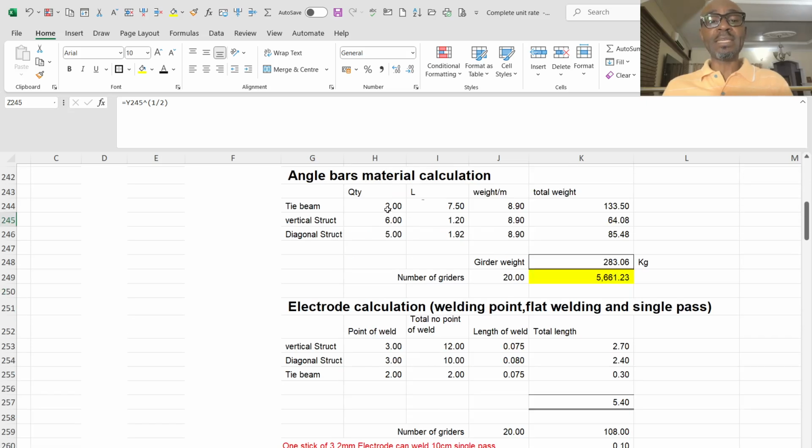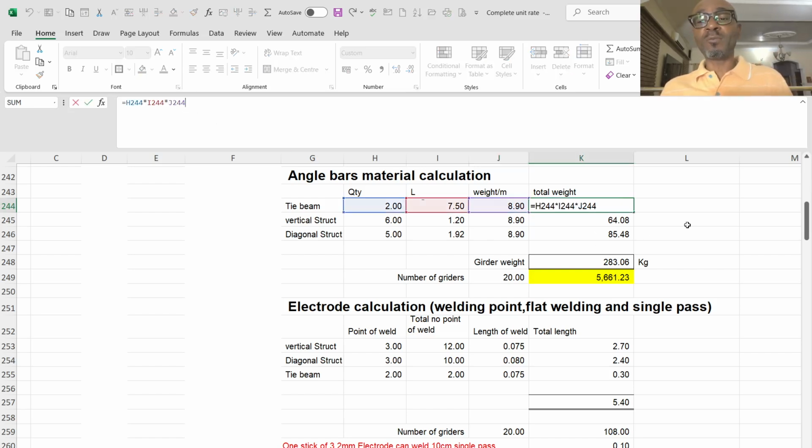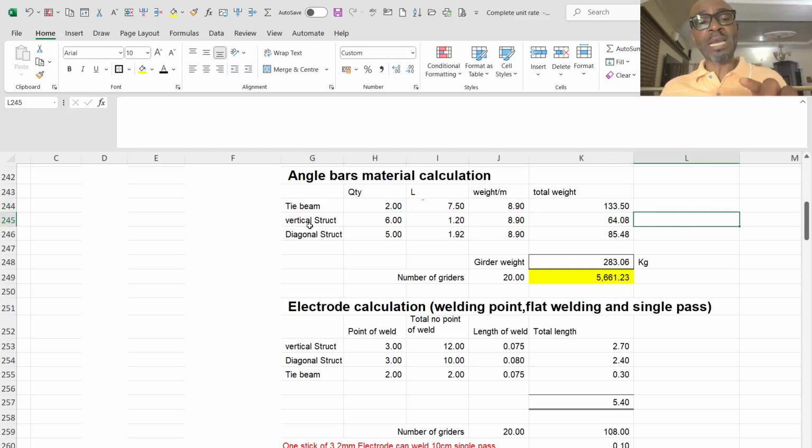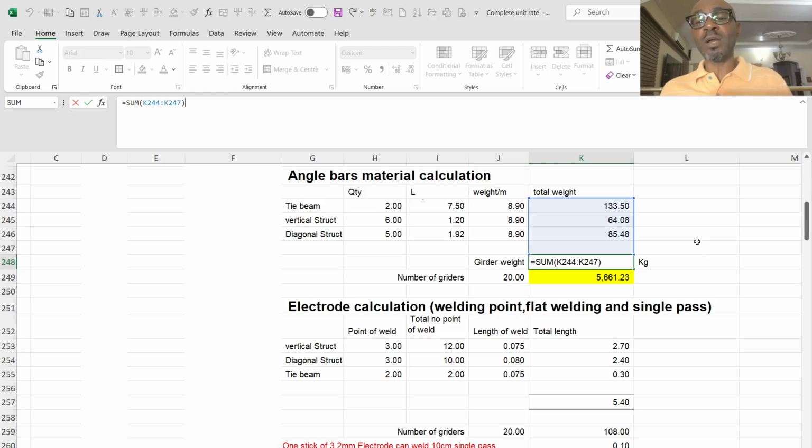This is what is done here. The tie is top and bottom, 2 in number, the length is 7.5, and the weight per meter is 8.99 per meter. So you multiply, and you have your weight for the two top and bottom ties. The vertical stroke is 6 number, the height is 1.2, the weight per meter is 8.9, and you multiply. The diagonal is 5 number, the length is 1.92, and the weight per meter is the same, because all the members are fabricated using the same 75 by 75 angle iron. So I sum the total weight for all of the members.